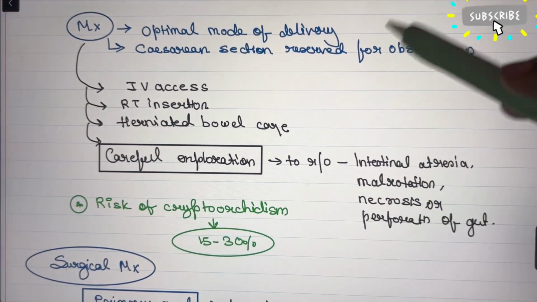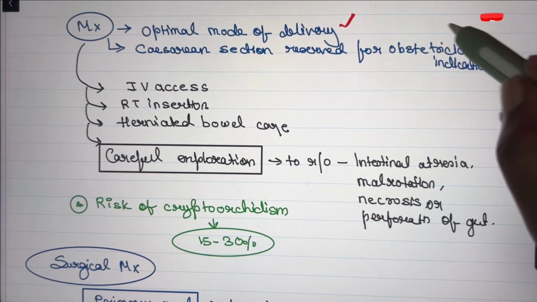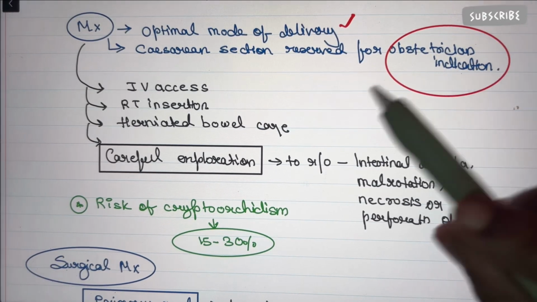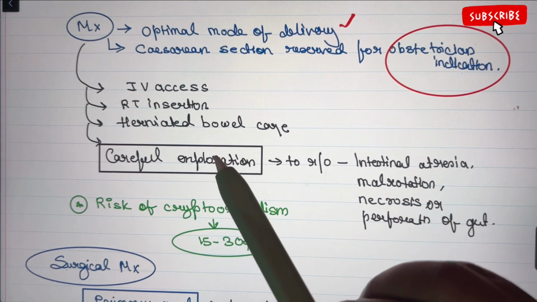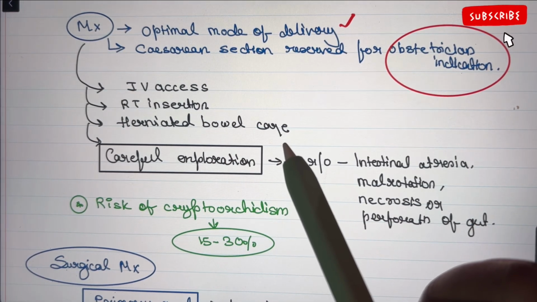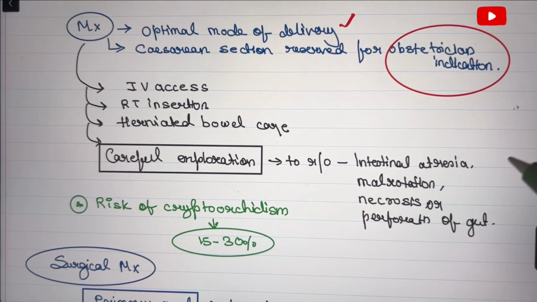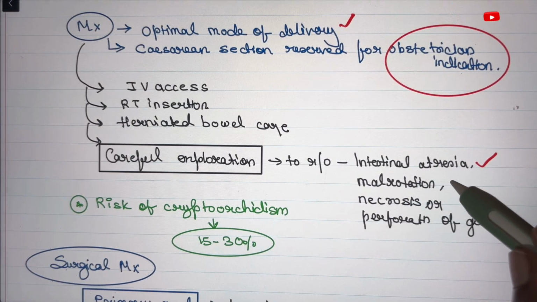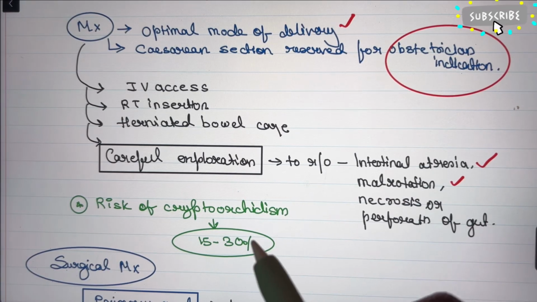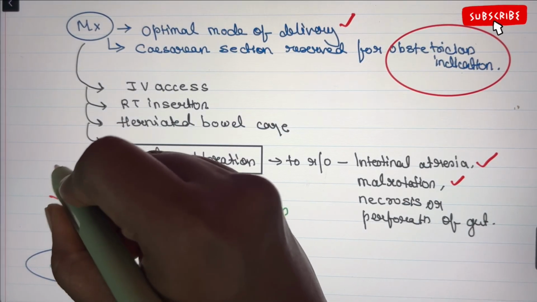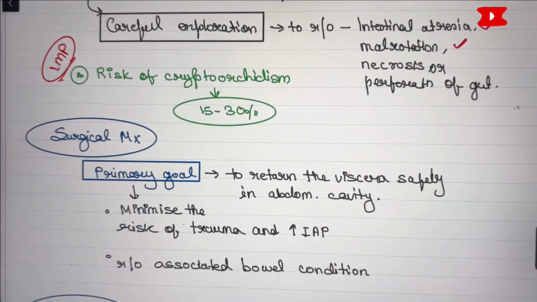Now, how will you manage this case? The management is optimal mode of delivery, meaning we will do vaginal delivery unless any obstetric indication is present, then we will do cesarean section. Then we have to give IV access, RT insertion should be done, herniated bowel loop should be taken care of, and careful exploration of the bowel loop should be done, because there can be intestinal atresia with it, or malrotation of gut may be present, or necrosis or perforation of gut may be present in these patients. Another very important point is that gastroschisis is associated with cryptorchidism in 15 to 30% of cases, and this you have to remember.